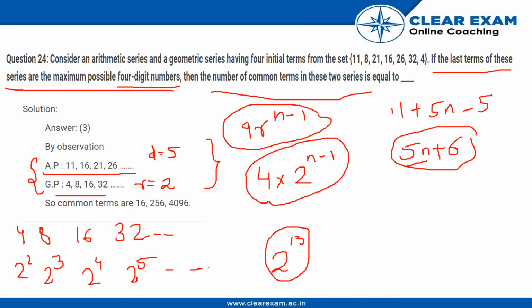So that means let us look at the divisibility test of 5. We know that 0 and 5 at the units place will make any number divisible by 5, and if we add 6 to this, the units place should have 6 and 1 in this case. So we only need to look at the GP terms that have 6 and 1 in the units place, and these are the only terms that have 6 in them. So these are the only common terms present in them.